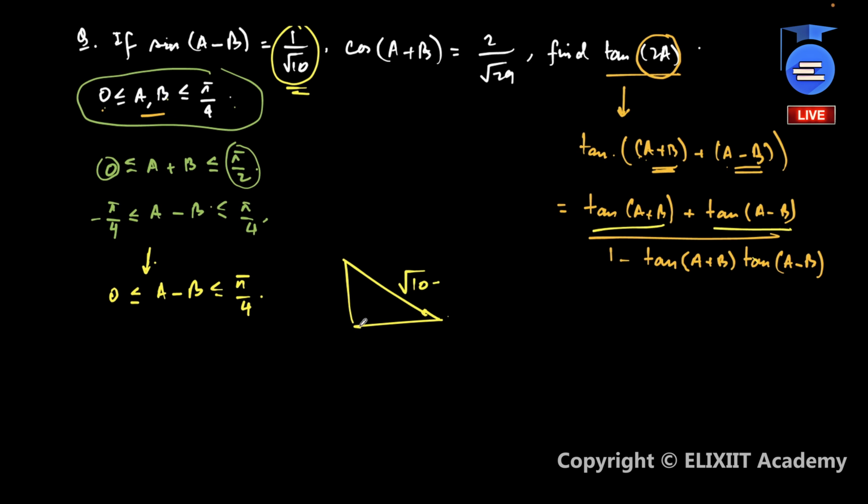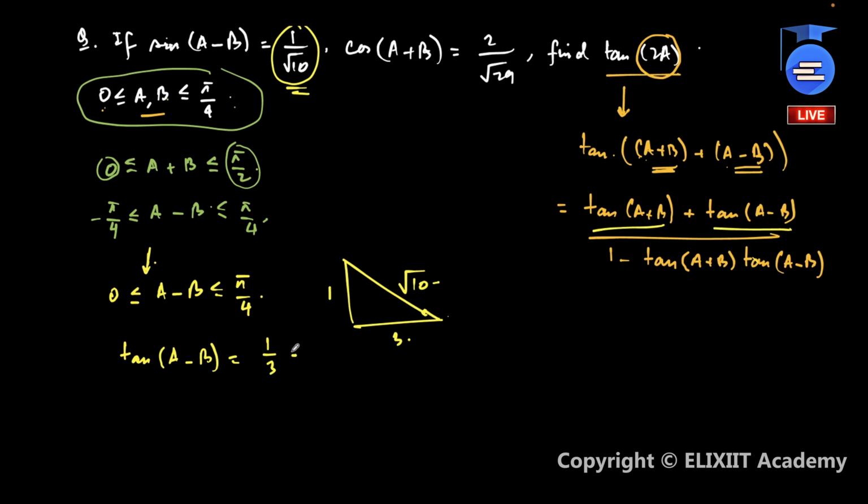The hypotenuse is actually root 10 and the perpendicular is 1. So clearly the base will be how much? The base will be 3. Right? So we can clearly find out what is tan of A minus B. Tan of A minus B will be how much? 1 upon 3, perpendicular by base actually.